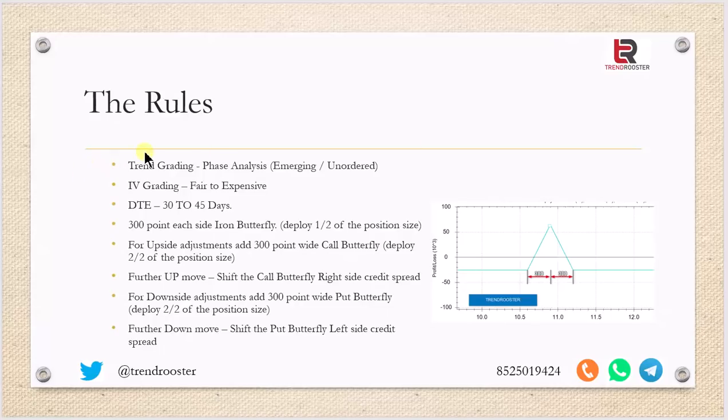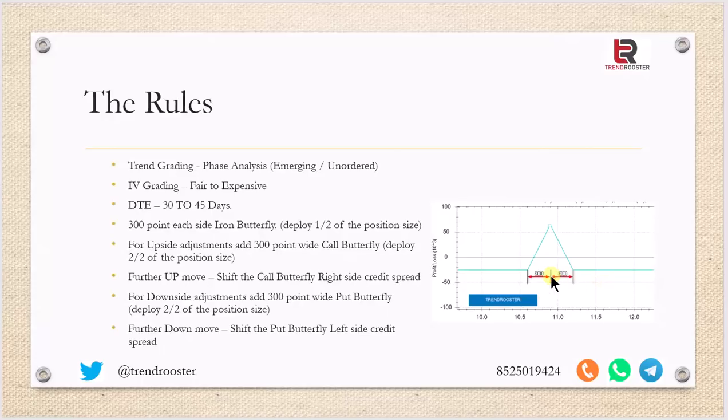Trend grading. Before we begin any strategy, we have a checklist and we do the grading based on our matrix. The first grading is the trend grading. Using phase analysis, it's supposed to say emerging or unordered. Then we go on to the IV grading. It's fair to expensive, something like 40 all the way to 80 IV rank. Then DTE is front month, and you can go for next month also. It's possible.